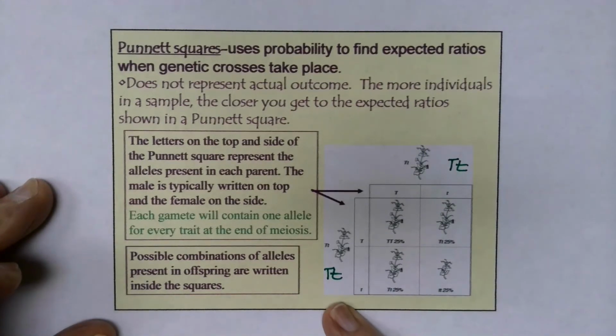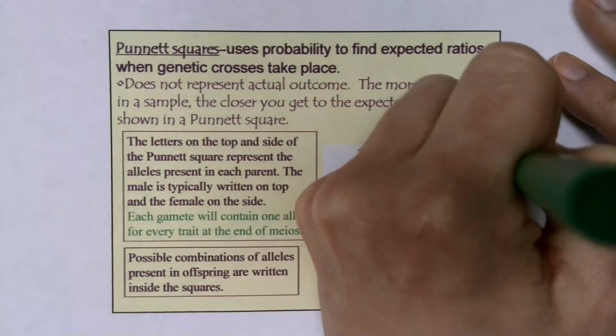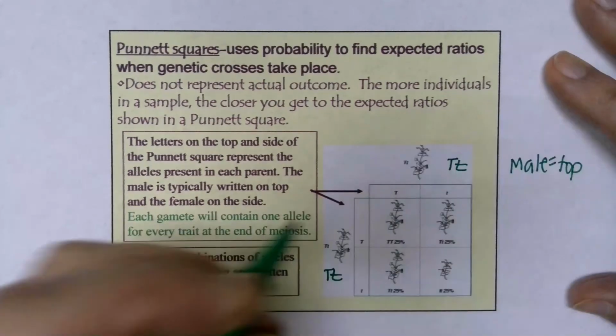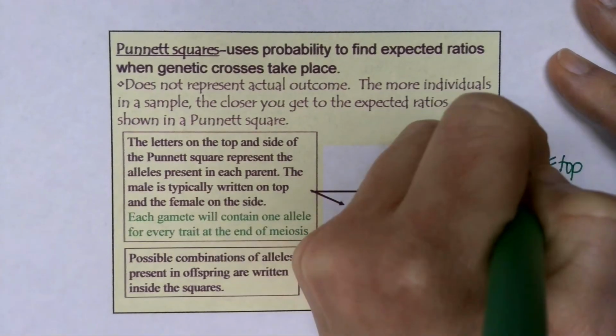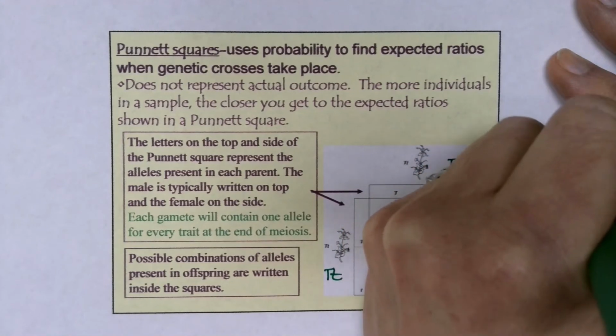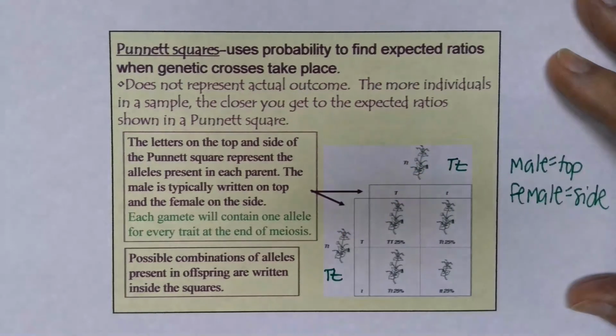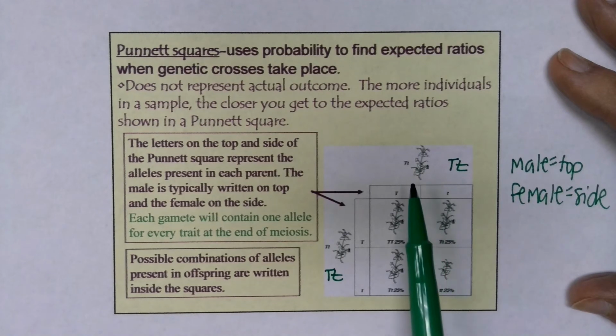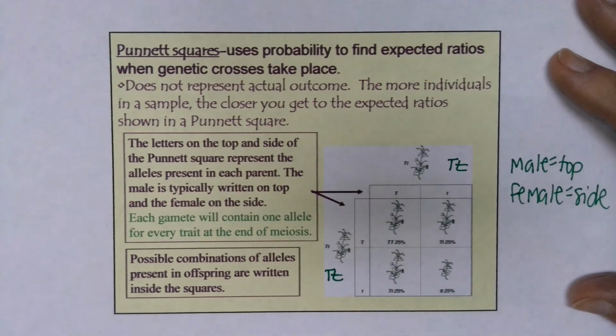female parent on the side, okay, male typically goes on the top, and female on the side if you know which parent is which. Okay, in this case, we don't. All right, but if it says a man and a woman, man's alleles would go up here, woman's alleles over here. All right, and so all of that being said, okay, these alleles are going to separate during anaphase 1 of meiosis.